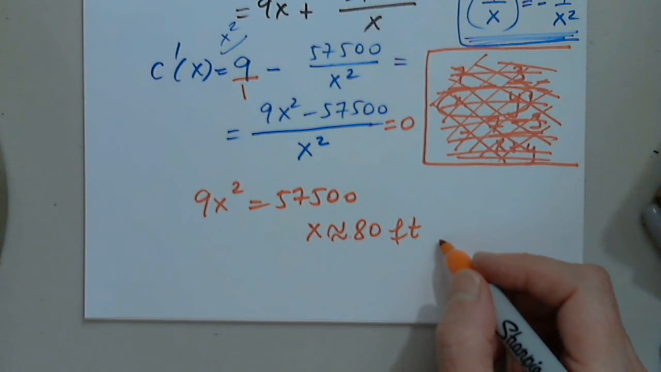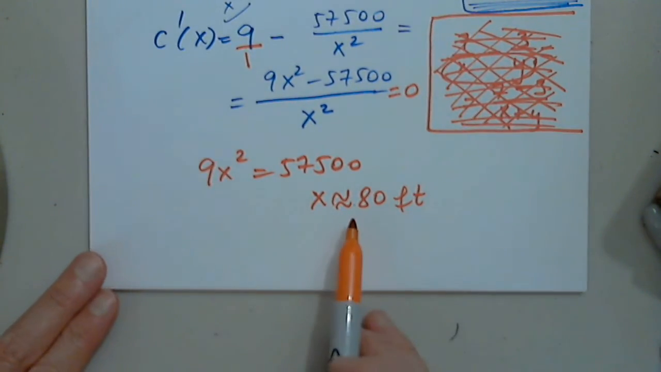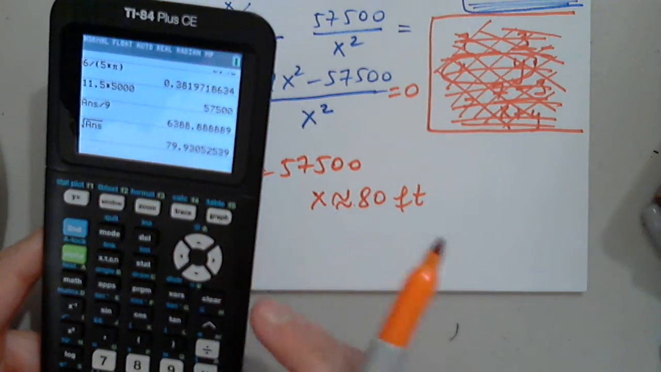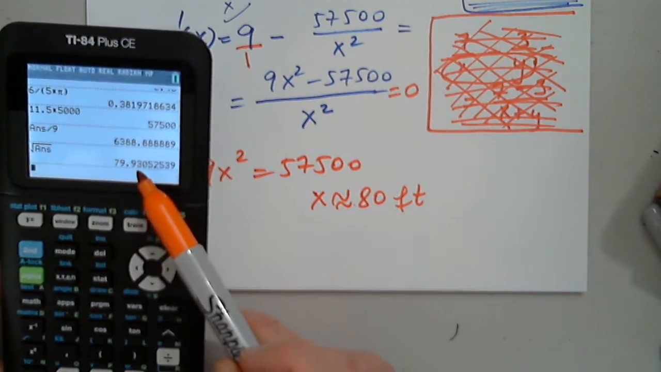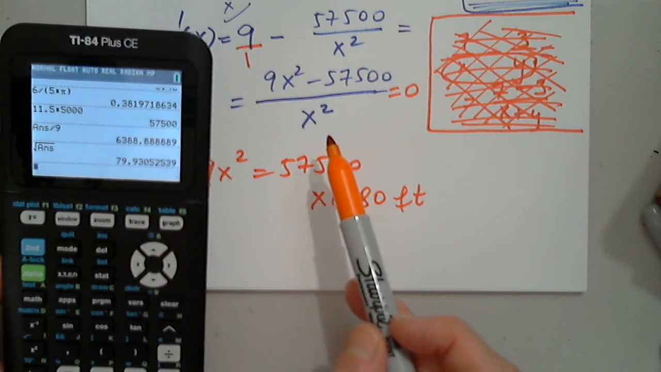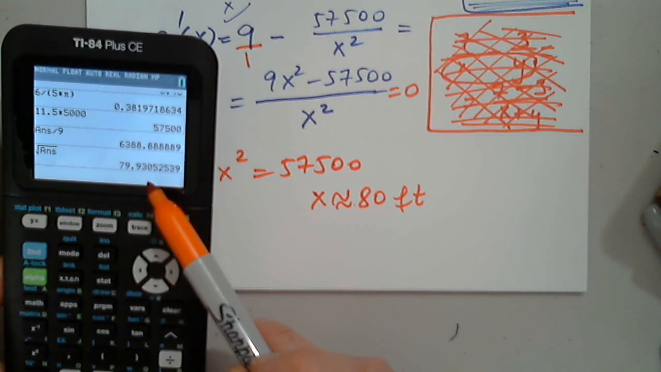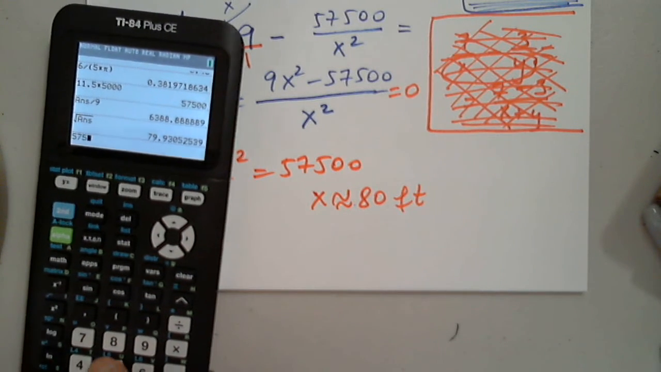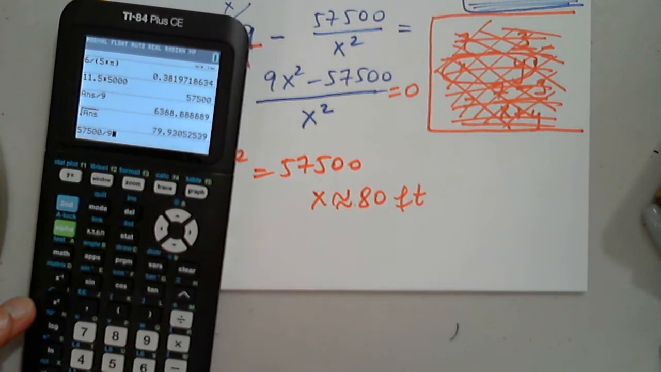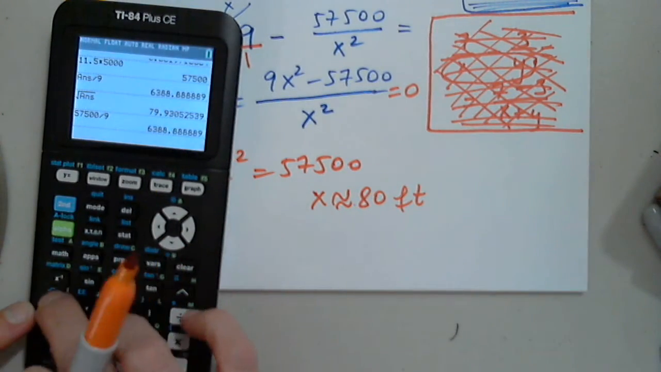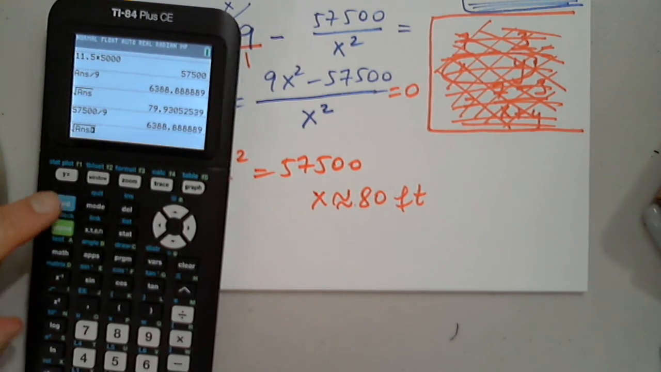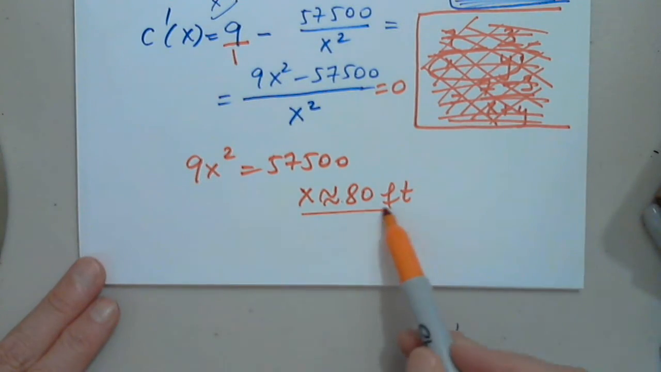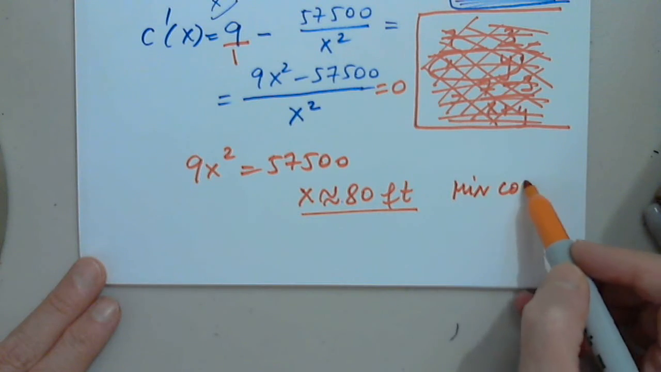And that will give us the y value. However, let me just double check my divisions here. So I divided 57500 by 9, and then I took the square root. I'm just checking to make sure that I don't have any errors here. And the square root of the previous answer. Okay, so now we can say this gives us a minimum cost.